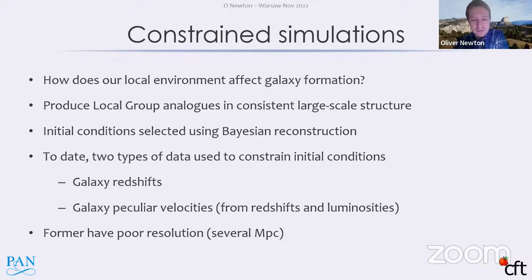So HESTIA, the simulations I'm about to introduce, use the second set. We use the peculiar velocity field to set the initial conditions, because the redshifts alone lead to poorer resolution initial conditions. So the peculiar velocities are favoured.